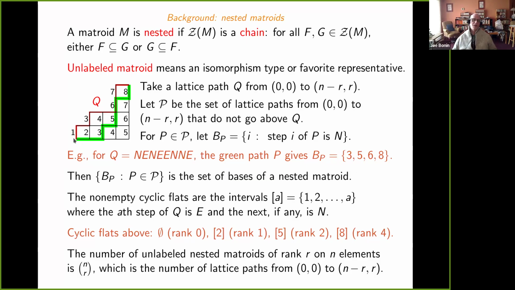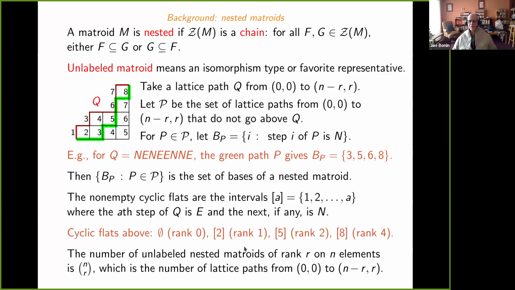So there's the trivial one, the empty set, and then {1, 2} would be a cyclic flat, {1 through 5} would be a cyclic flat, and the whole thing would be a cyclic flat. So they form a chain, and each is an initial segment of the integers 1 through n. You can get a sense of that: 1 and 2 are obviously parallel because you can't put them together in any path. And among the first 5, you can have at most 2 elements, but you could add anything else after that. So you have a flat and it is cyclic.